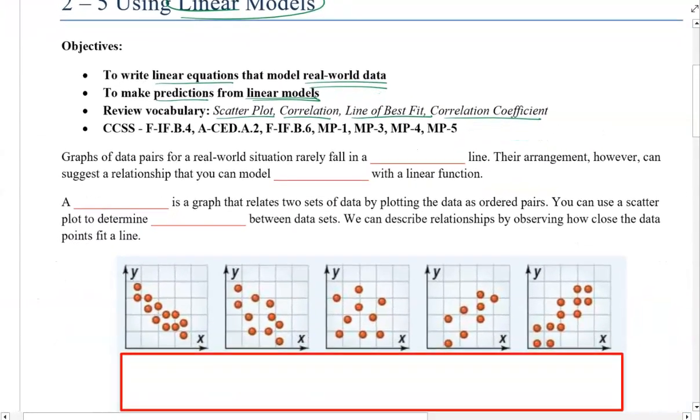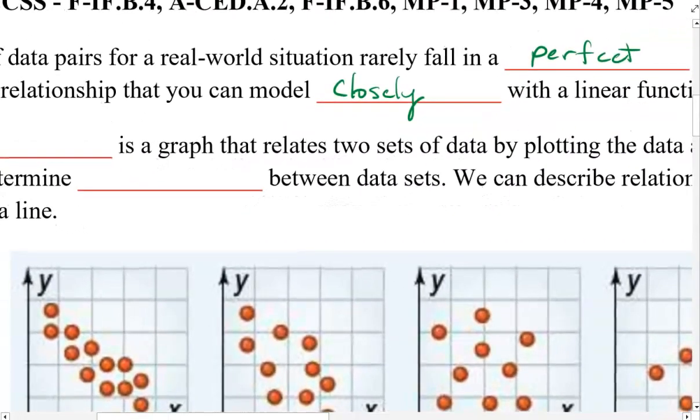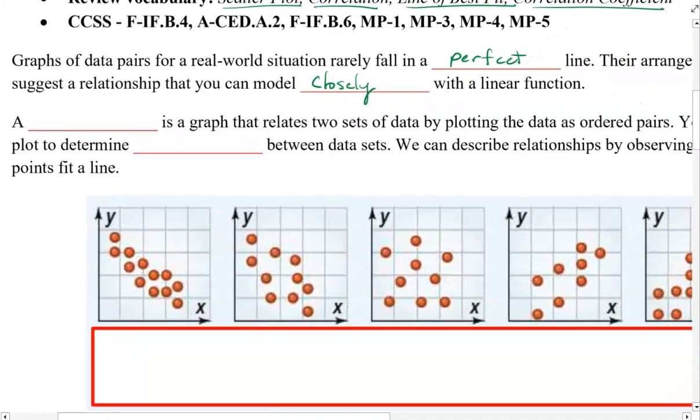So to get started, we'll start off by saying that graphs of data pairs in real-world situations rarely fall in a perfect line. In fact, it's very unusual for data points obtained from real-world observations to fit perfectly in a straight line. But their arrangement can suggest a relationship that you can model closely with a linear function. So even though they may not be a perfect fit, a line could be pretty close to what the data suggests.